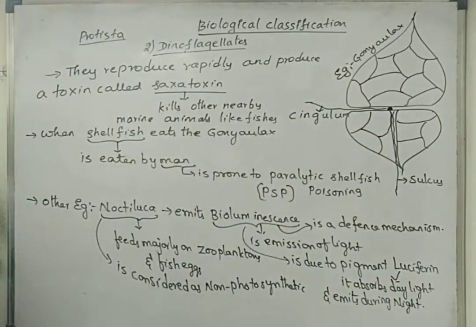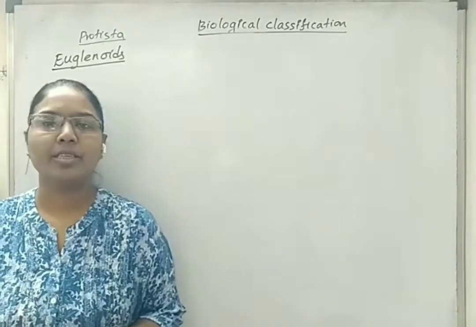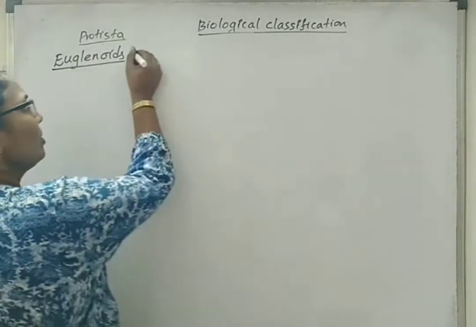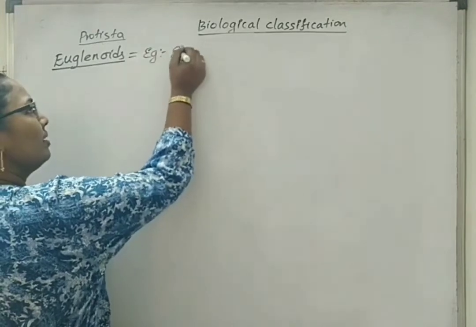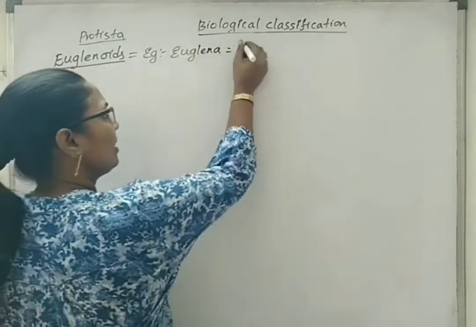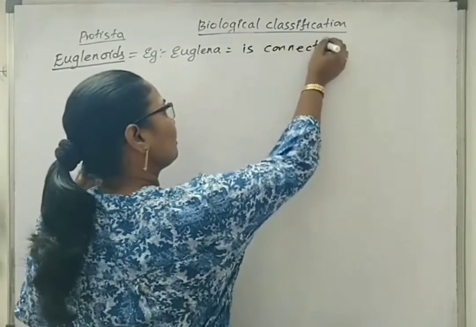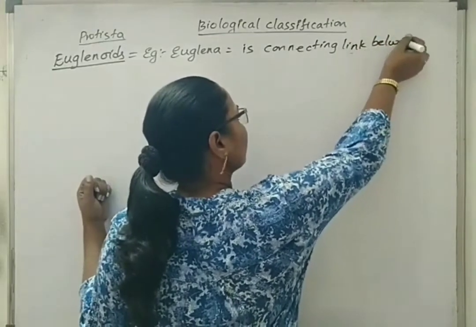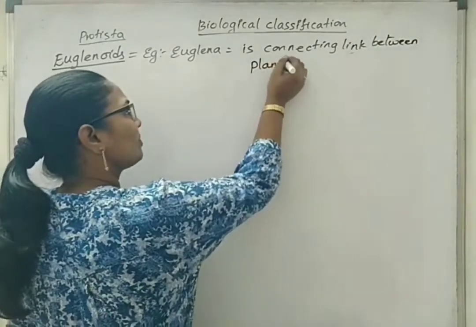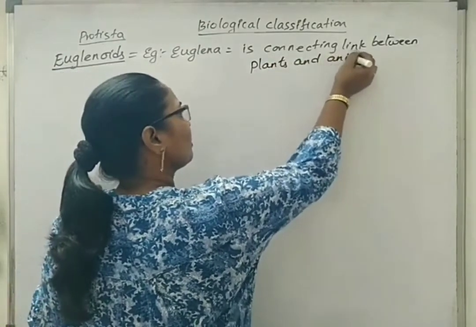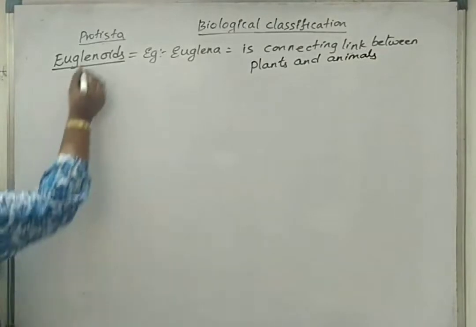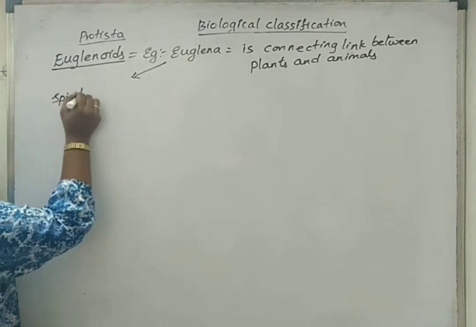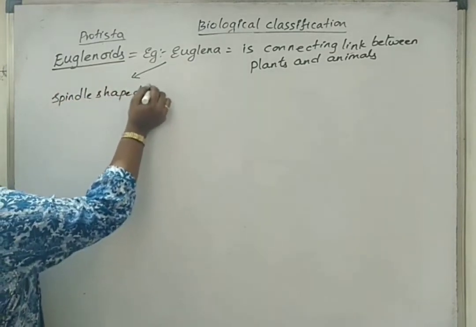This is about dinoflagellates. Hello students, now we will see about euglenoids. Euglenoids will be explained with the example Euglena. Euglena is a connecting link between plants and animals. Euglena is given a shape called spindle-shaped animalcule.